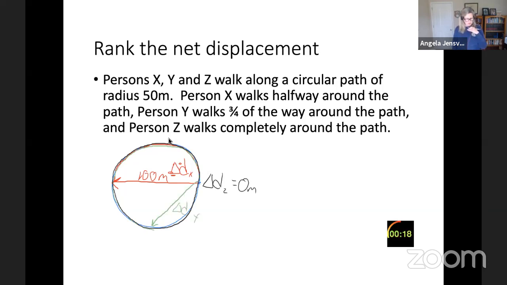You can just look at the picture and tell that delta dx is bigger than delta dy, so I'm not going to calculate. I could, because I know this distance is 50 meters and this side of the triangle is 50 meters. But I'm not going to waste my time, because they just want us to rank them. So I'm going to say delta dx is bigger than delta dy, and that's bigger than delta dz. Done. Easy.